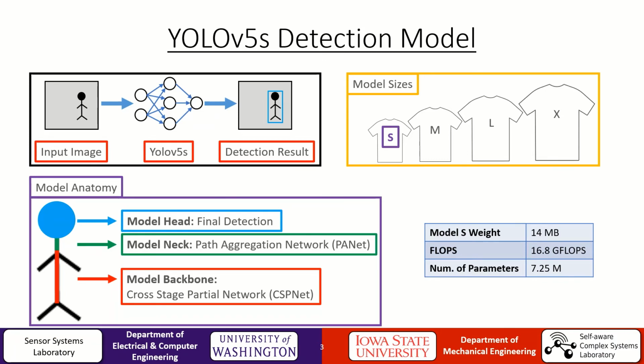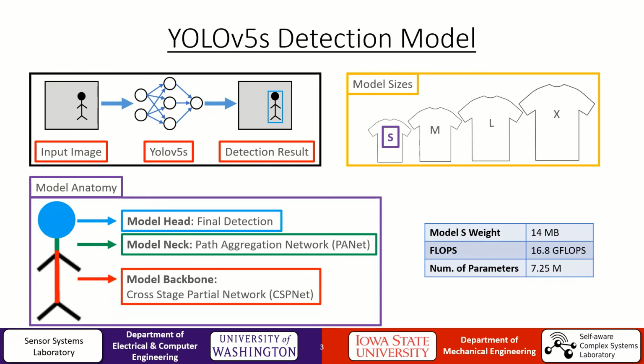Moving up, the second component is the model neck, and its primary function is to generate a multi-scale feature pyramid, which allows the model to detect objects of different sizes and scales. In YOLO V5, the path aggregation network, or PANet, is used as the model neck. The last component is the model head, whose main function is to take in the generated feature map and output the bounding box predictions by applying the anchor boxes on the feature map.